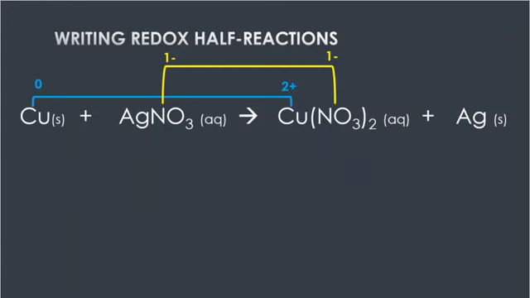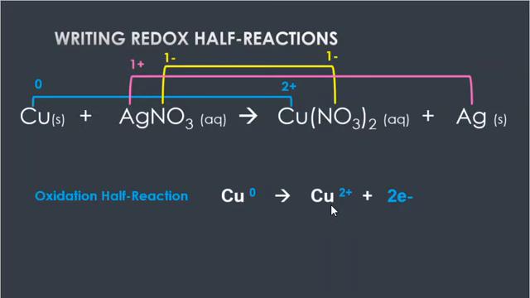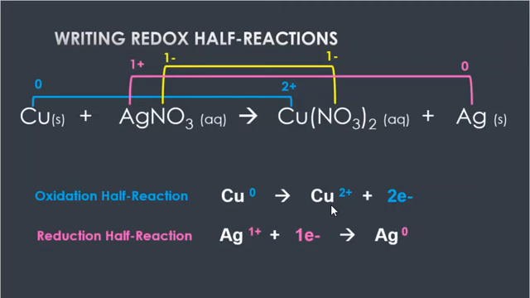Let's begin writing half reactions for oxidation and reduction. We'll start with copper. Copper is the element that was oxidized. So its half reaction will show the electrons being lost on the product side. Notice copper in its neutral state on the reactant side by itself, producing the copper +2 ion. Next, we'll take a look at silver. Remember, silver gains an electron. So in the reduction half reaction, its electron will appear on the reactant side.